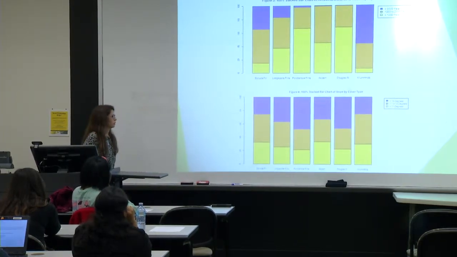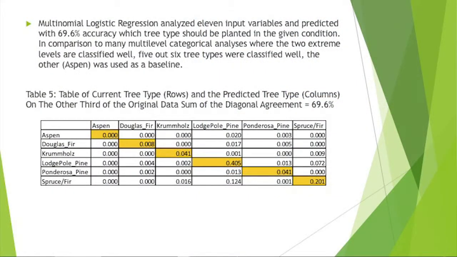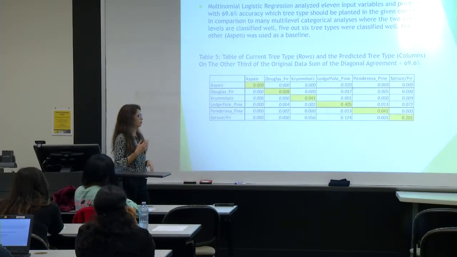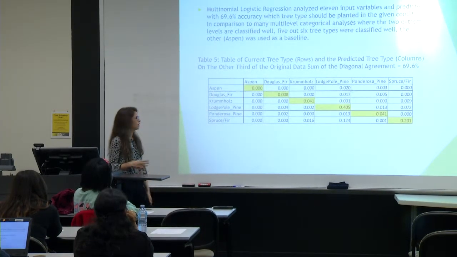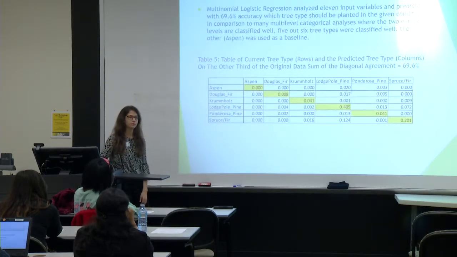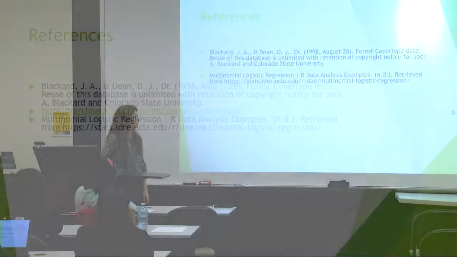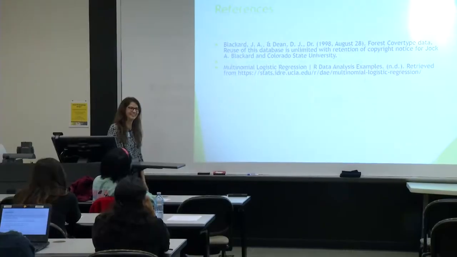But again, my model is actually going to take into account all of these different variables all at once, and give you a better idea, and it will predict which tree has the best probability with up to 69.6% accuracy. And so, yeah. Do you have any questions?